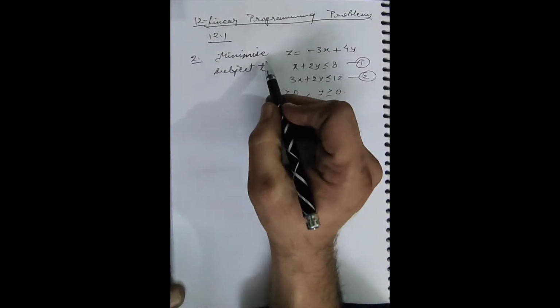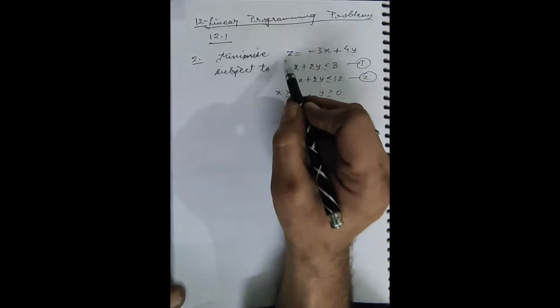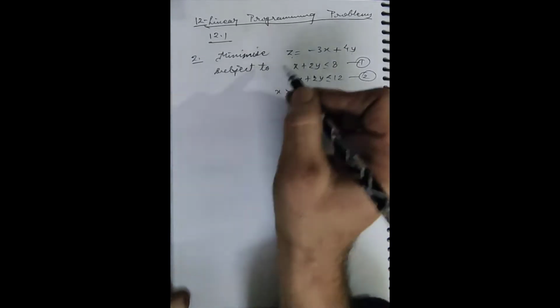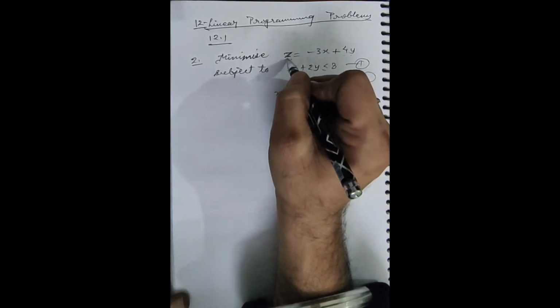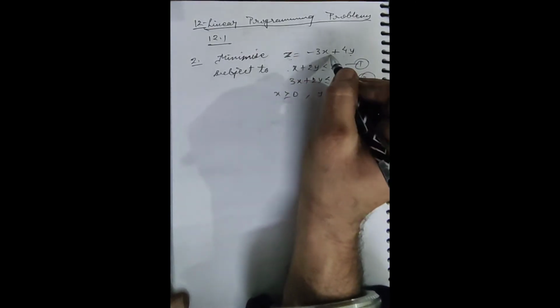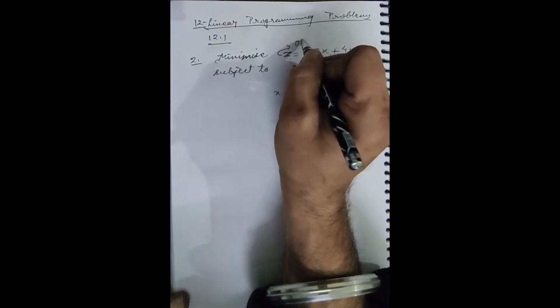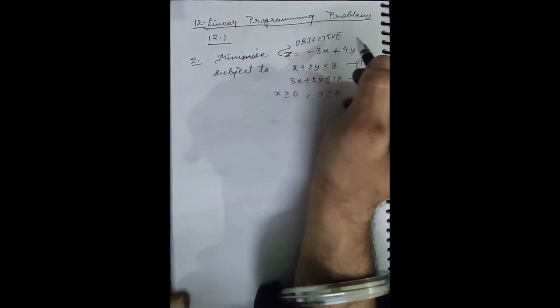Here we will understand the concept of, first of all, minimize z equal to minus 3x plus 4y. Whenever we are given this function, this is known as the objective function. In general, we express this as z in terms of x and y. This is the function in terms of x and y, so this is known as the objective function, which is to be minimized or maximized.